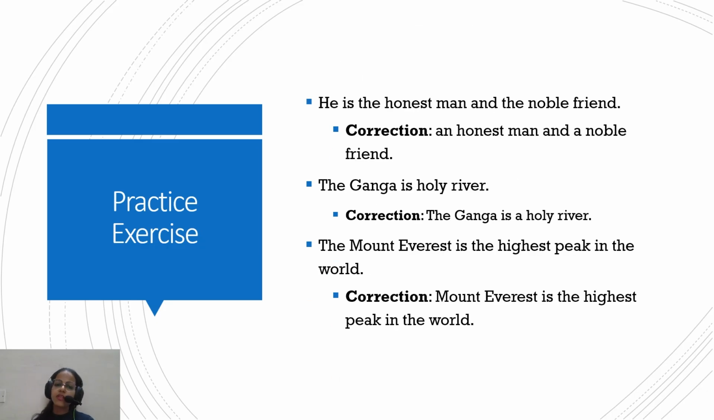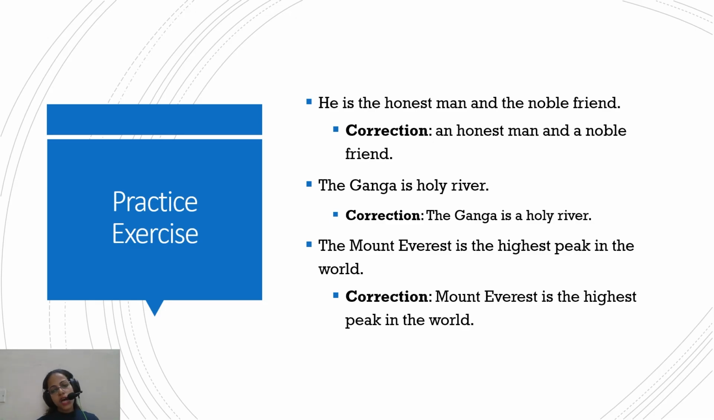Okay. Now you have to correct the sentence. He is the honest man and the noble friend. He is an honest man and a noble friend. So we say an honest man because of course it's a silent H. So an honest, and a noble because it starts with a consonant. He is an honest man and a noble friend. The Ganga is a holy river. Sorry, I read the statement wrong. The statement is 'The Ganga is holy river.' So before holy river, we have to insert an article a. So the Ganga is a holy river.